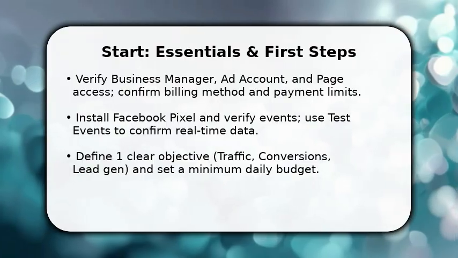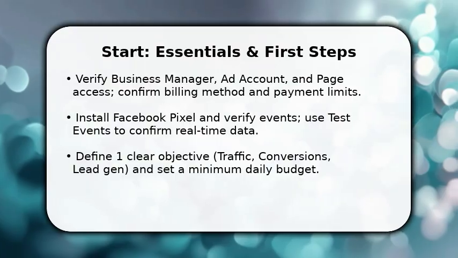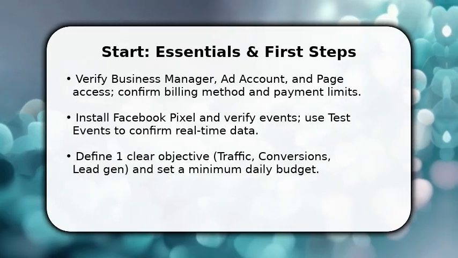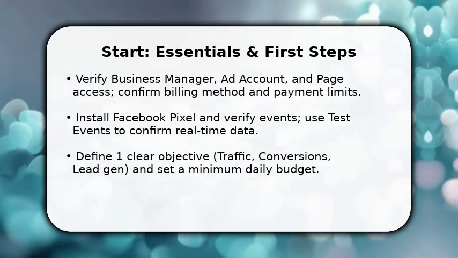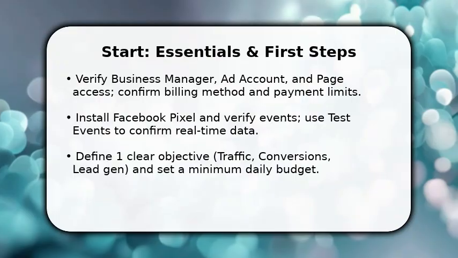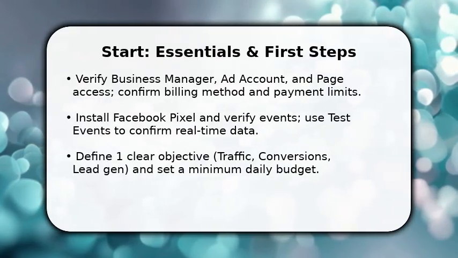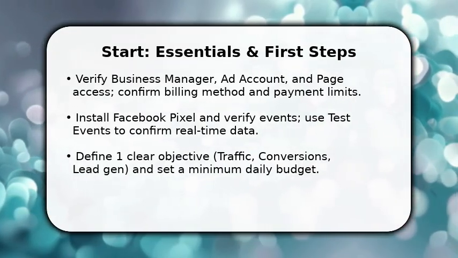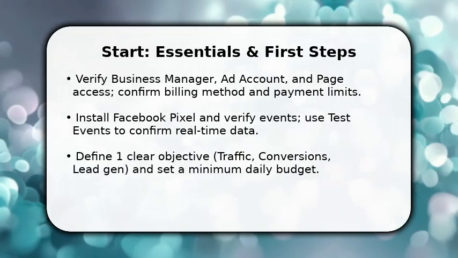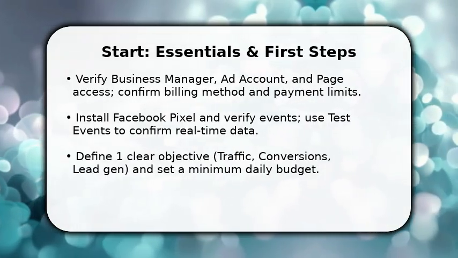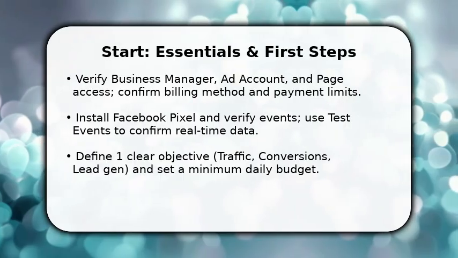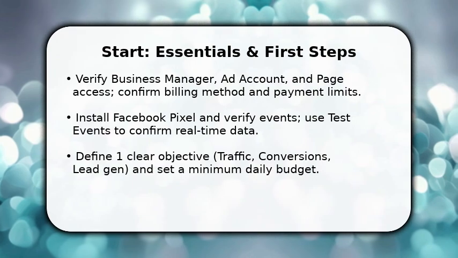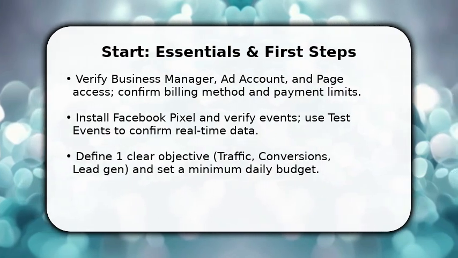You begin by confirming access and payment details so nothing blocks ad delivery. Install the Facebook pixel and validate key events with test events. Once done, you'll see real-time signals that power optimization. Next, choose one objective: conversions, traffic, or lead generation, and set a sensible daily budget that matches your funnel stage. Make sure to name campaigns logically and enable account-level reporting. These steps get you from setup to measurable activity fast, avoiding wasted spend.